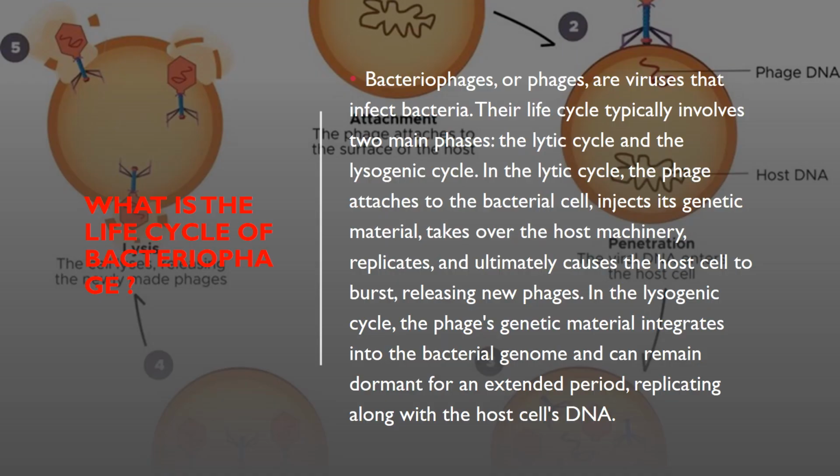What is the life cycle of a bacteriophage? Bacteriophages, or phages, are viruses that infect bacteria. Their life cycle typically involves two main phases, the lytic cycle and the lysogenic cycle. In the lytic cycle, the phage attaches to the bacterial cell, injects its genetic material, takes over the host machinery, replicates, and ultimately causes the host cell to burst, releasing new phages. In the lysogenic cycle, the phage genetic material integrates into the bacterial genome and can remain dormant for an extended period, replicating along with the host cell DNA.